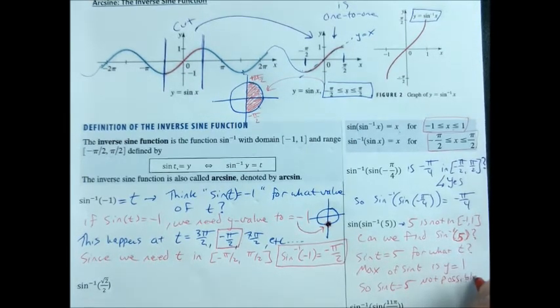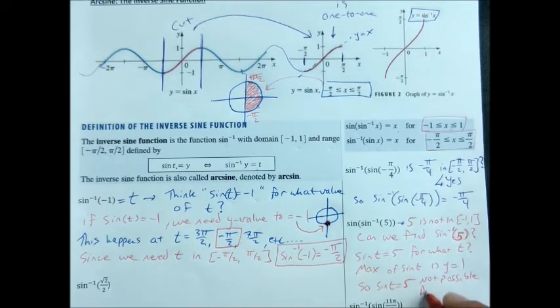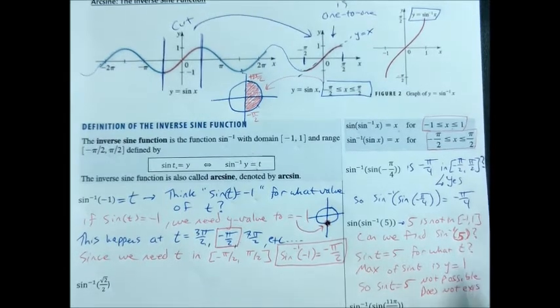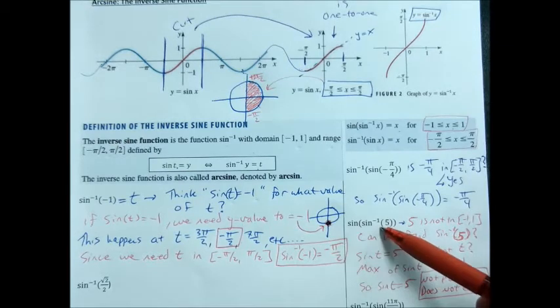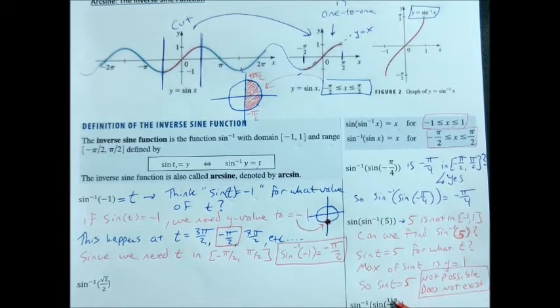So sine inverse of 5 is not possible. And it depends on how they want you to answer it in the homework. I think they want you to say something like, does not exist. So that's why this problem doesn't work. You can't do sine of sine inverse of 5, because sine inverse of 5 doesn't make sense. You can't plug a t into sine and get 5 out.